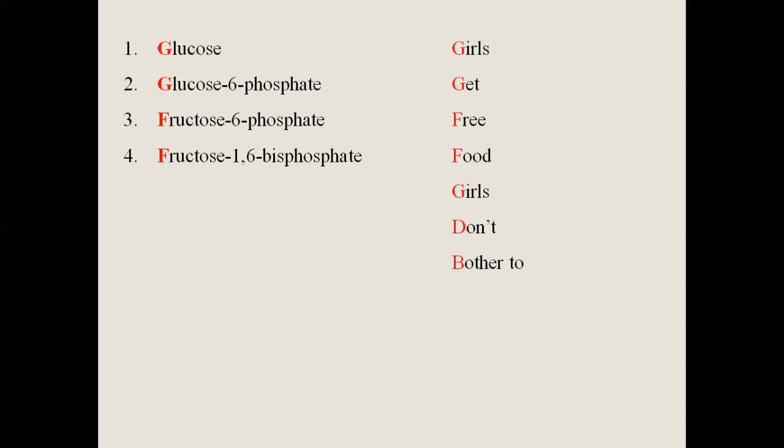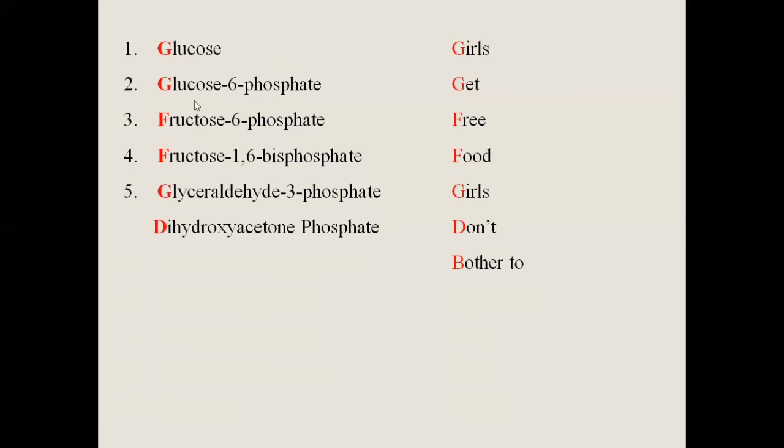As glycolysis is divided into two phases, the first phase is known as the splitting phase, in which the fructose 1,6-bisphosphate is split into two molecules, glyceraldehyde 3-phosphate and dihydroxyacetone phosphate, and these two are interconvertible. So the G in girls stands for glyceraldehyde 3-phosphate, and the D in don't stands for dihydroxyacetone phosphate. Then, bother to pay for the pricey, pretty paintings.